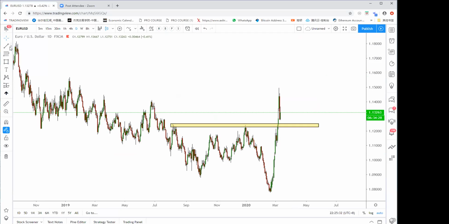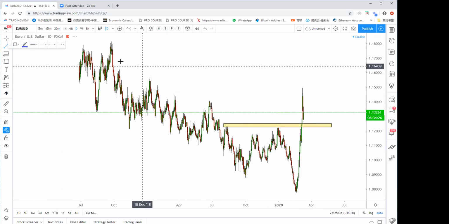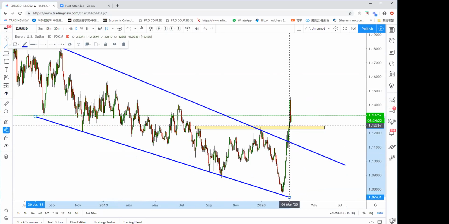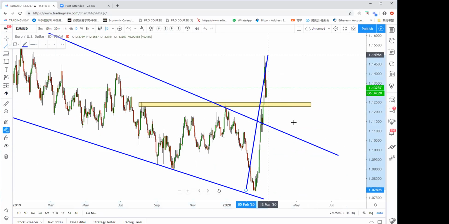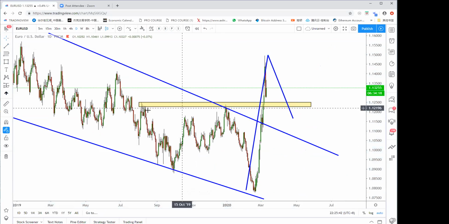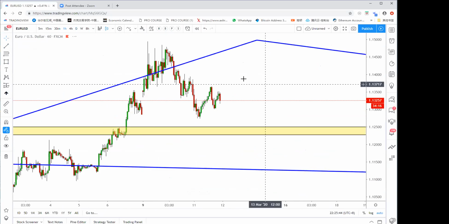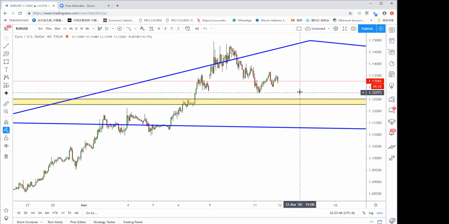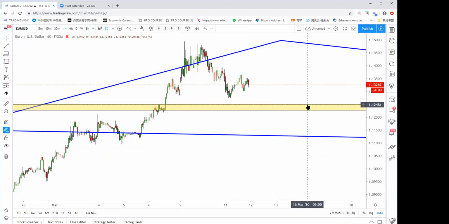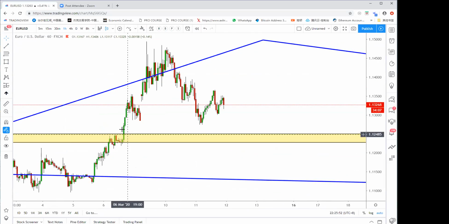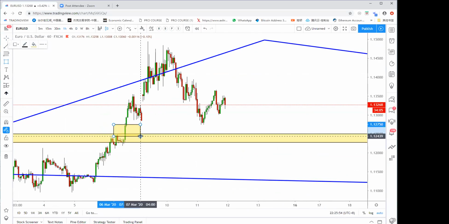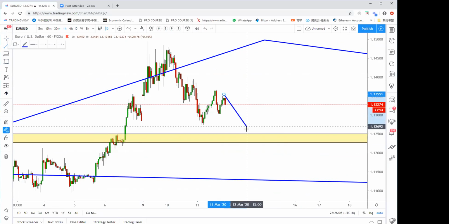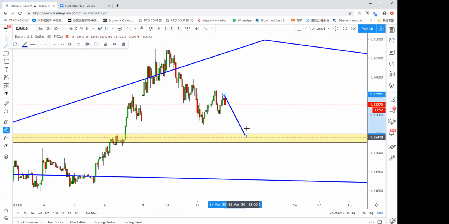The euro actually also formed the same patterns, right? The downtrend line was broken, and we want to buy the pullback. In the 1 hour chart, it looks like a pullback is coming. So I'm still waiting for 1.1250 because this place has not been tested yet. So capture this dip. Buy the dip.